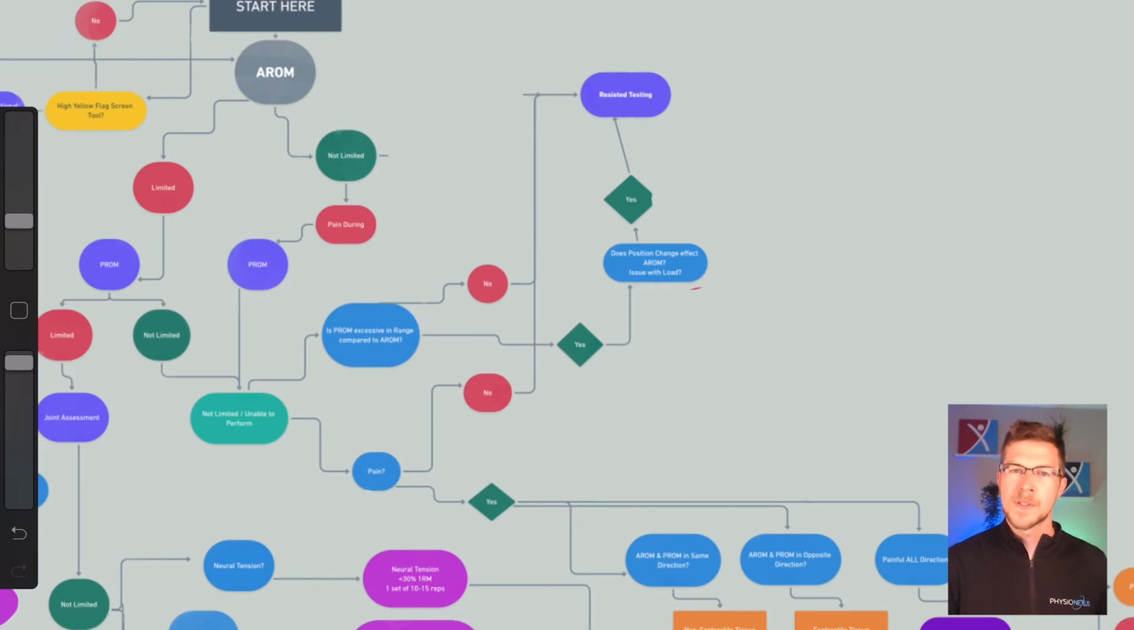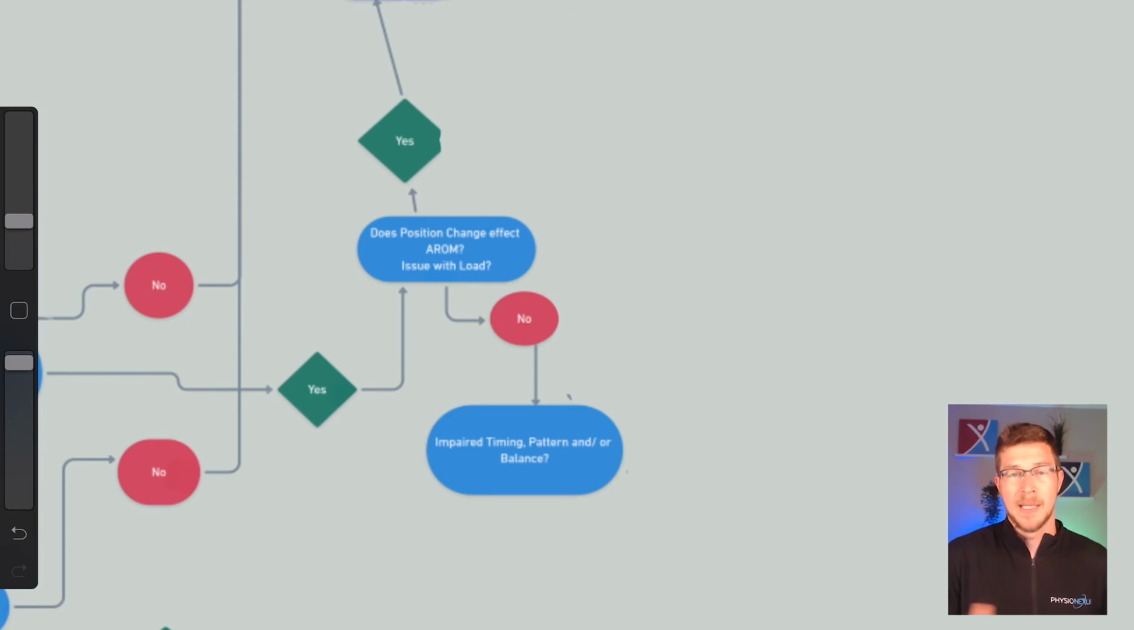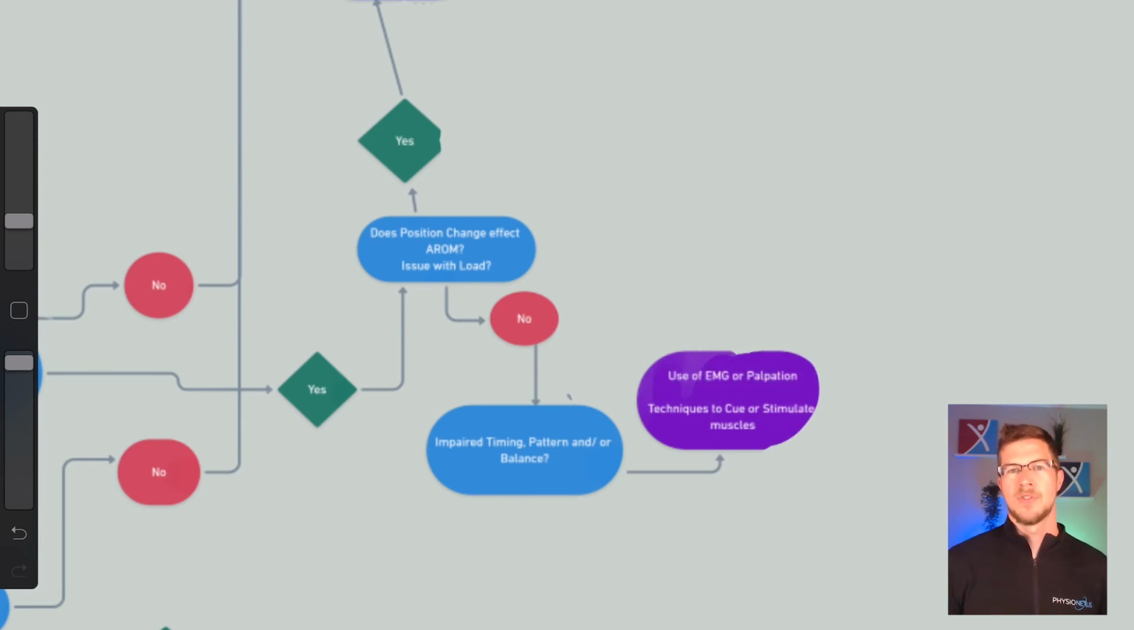But let's further explore what happens if passive range of motion is excessive and active range of motion does not change dependent on the position of the body. Because the question here now brings up the idea of, is this impaired timing, a pattern, or a balance of muscles or balance issue? You can utilize things like EMG, palpation, or you can try to stimulate activity through simple cueing to see if there's a change. If you watch the manual therapy lesion video, this is highlighting again my favorite concept of afferent input.